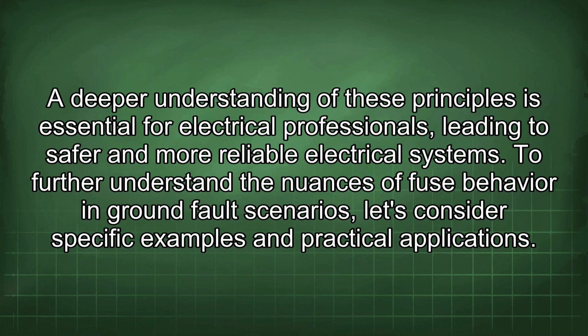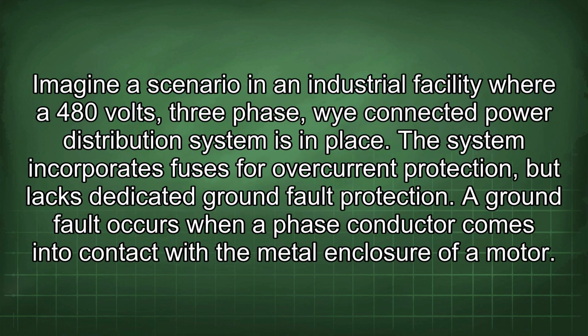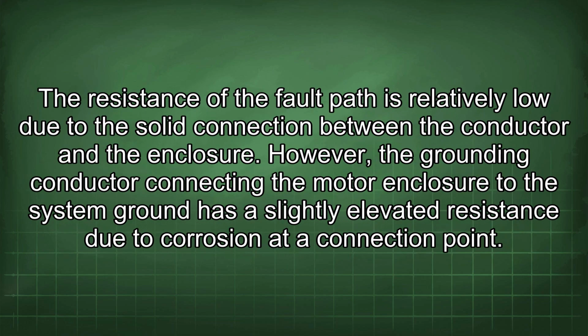To further understand the nuances of fuse behavior in ground fault scenarios, let's consider specific examples and practical applications. Imagine a scenario in an industrial facility where a 480 volts, three-phase, Y-connected power distribution system is in place. The system incorporates fuses for overcurrent protection, but lacks dedicated ground fault protection. A ground fault occurs when a phase conductor comes into contact with the metal enclosure of a motor. The resistance of the fault path is relatively low due to the solid connection between the conductor and the enclosure.